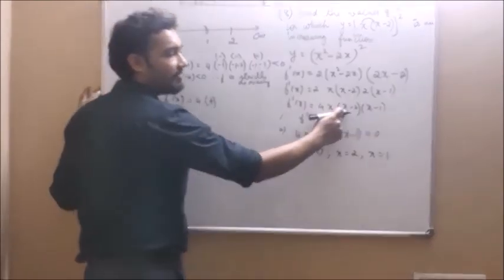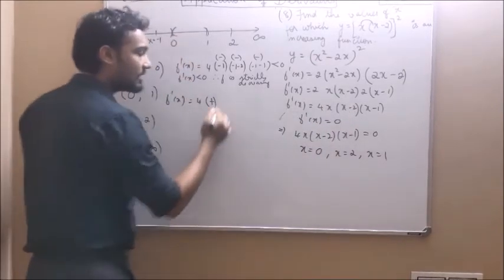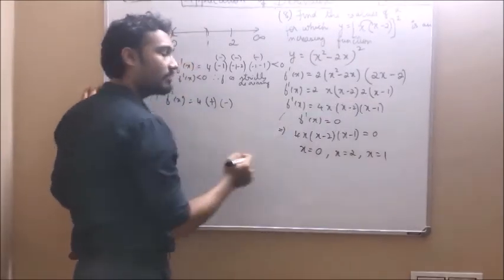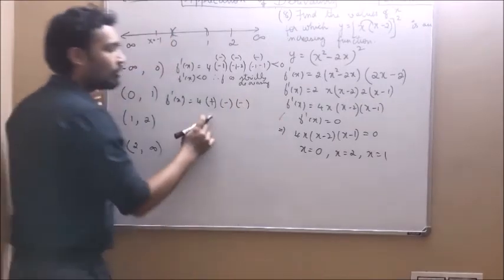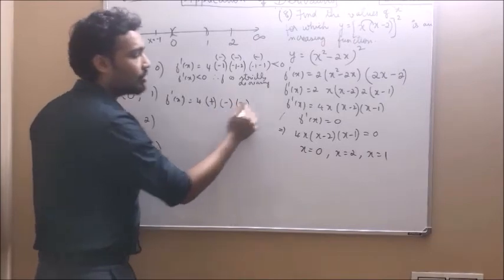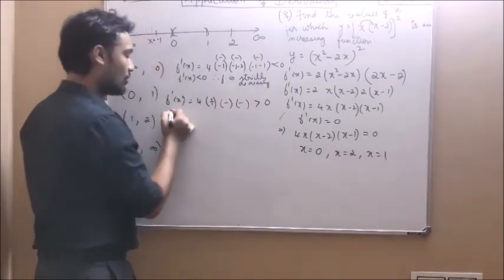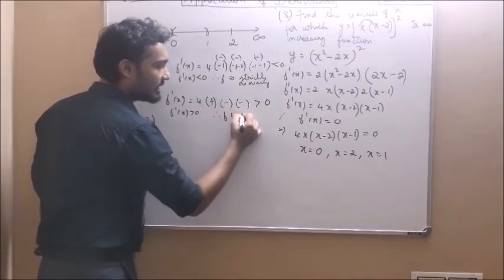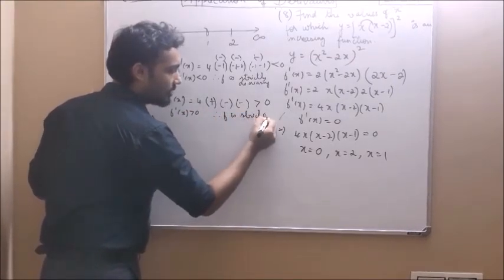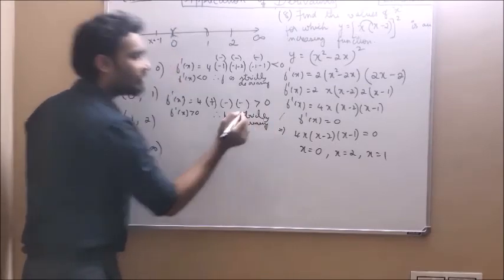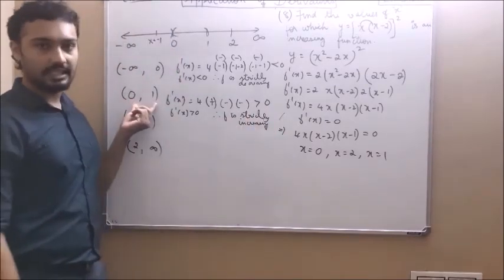Now substitute half here. Half minus 2 is minus 3 by 2, so it is negative. Next, half minus 1 is minus half, so it is also negative. Plus into minus is minus, and minus into minus is plus. So this is positive, greater than 0. So f dash of x is greater than 0. Therefore f is strictly increasing in this interval.